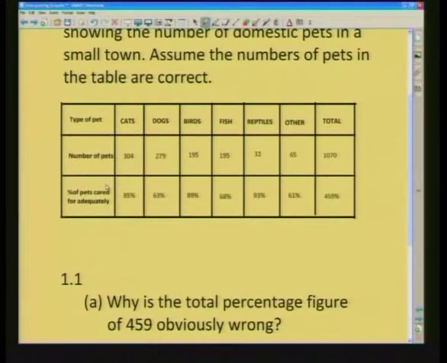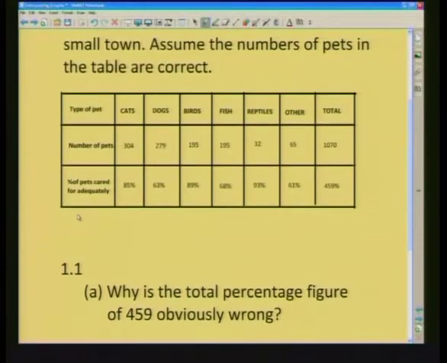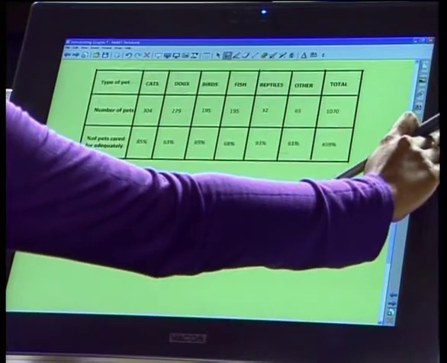So what they've done is they've put down the type of pets. So you've got this whole lot to choose from: cats, dogs, birds, and so on. And then the number of pets, and then the percentage of pets that are cared for adequately. All right, so this is the table that's published. There's a whole lot of numbers here and the percentages of pets that are cared for adequately.